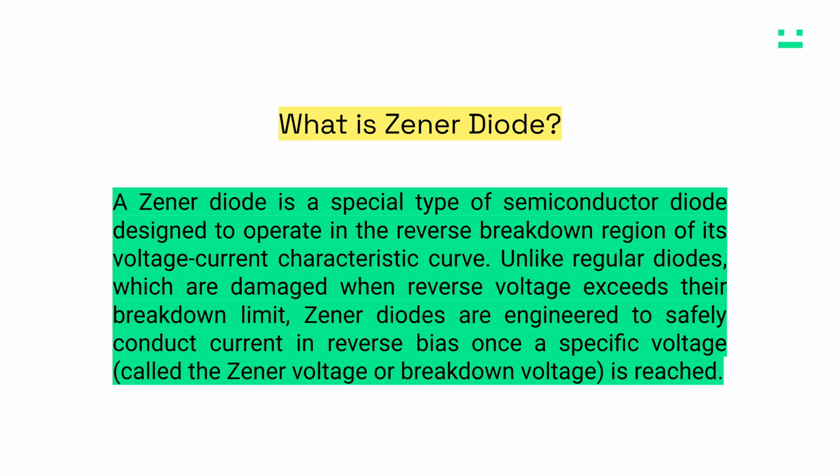It's a special type of semiconductor diode designed to operate in the reverse breakdown region of its voltage-current characteristic curve. Unlike regular diodes, which are damaged when reverse voltage exceeds their breakdown limit, Zener diodes are engineered to safely conduct current in reverse bias at a specific voltage, which we call the Zener voltage.